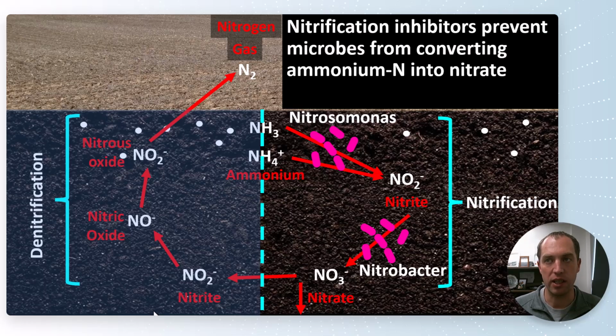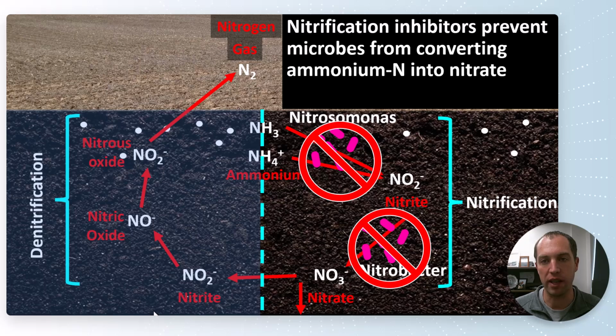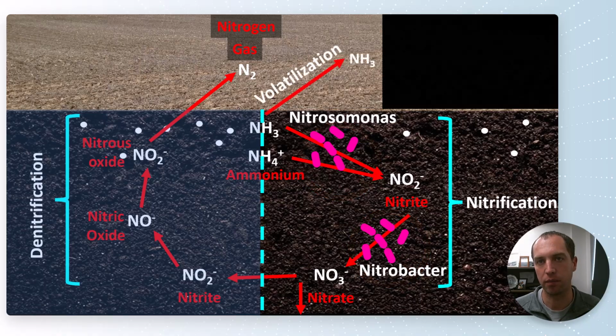So nitrification inhibitors prevent microbes from converting ammonium into nitrate. They work right here. We already talked about urease inhibitors. Nitrification inhibitors inhibit these two bacteria right there to keep the nitrogen in the ammonium form and to stop it from going through nitrification, where we hit this nitrate form that can then be lost through leaching or go back through and be lost through denitrification processes back into the atmosphere.